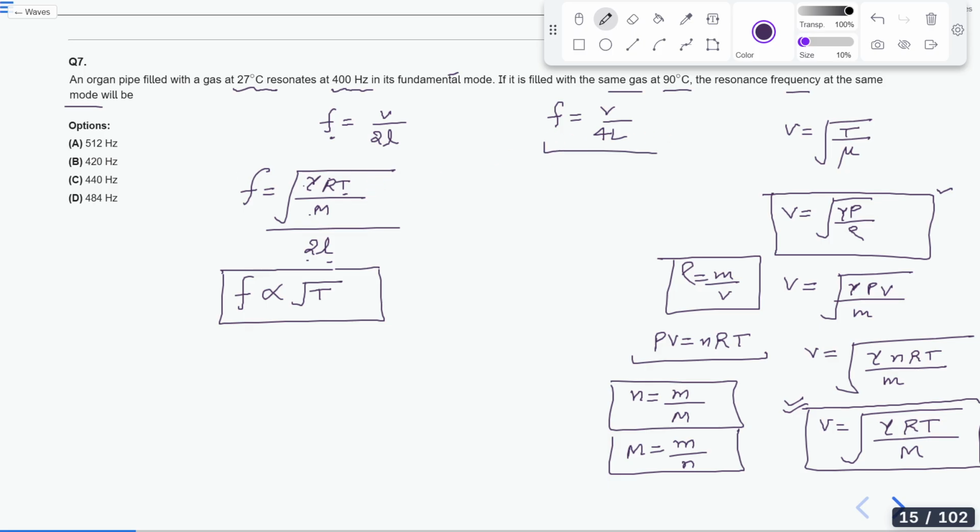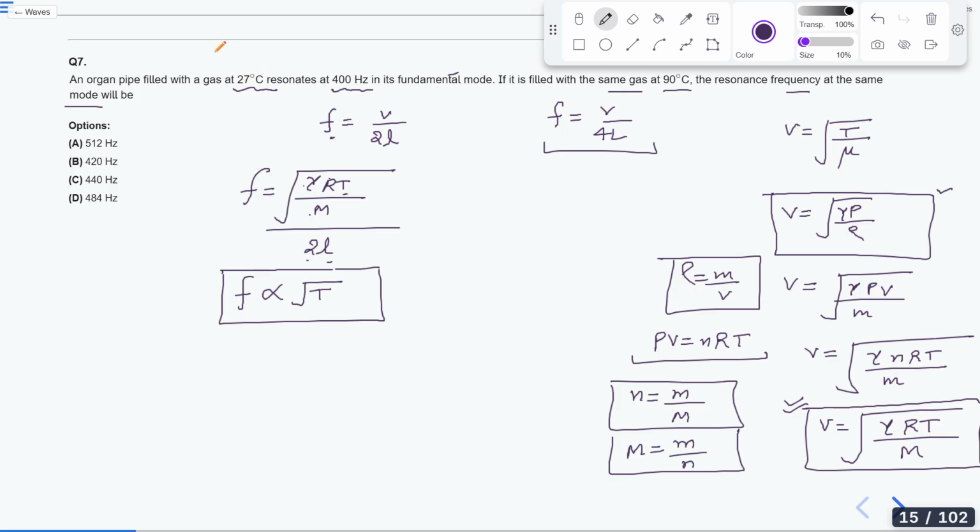In the case of closed organ pipe also, frequency will be only dependent on temperature. That's why they have not given the type of organ pipe. You can take any one, closed organ pipe or open organ pipe, and the answer would be the same. Frequency is only dependent on the root of temperature in this question. For that, you have to convert the temperature into Kelvin first.